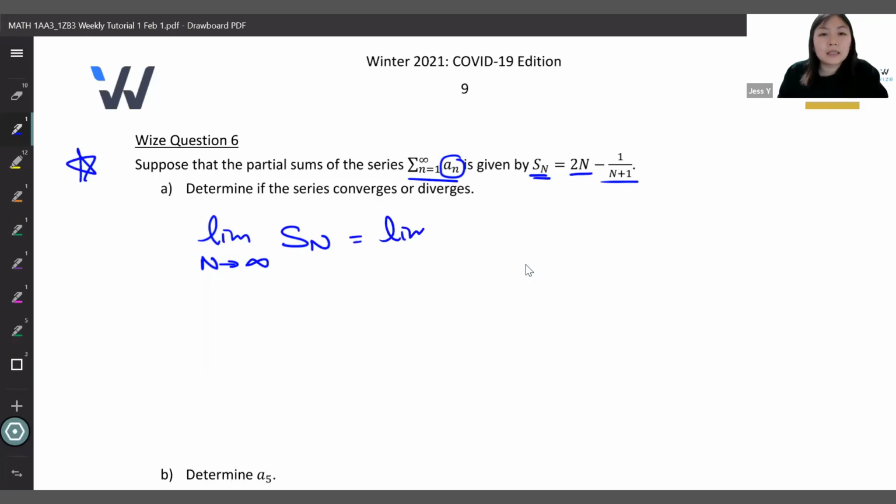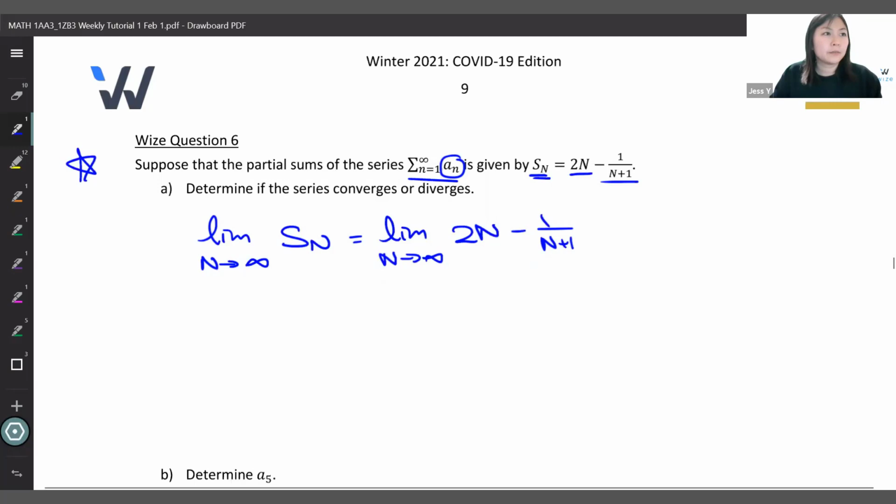So this is the same thing as the limit as n goes to infinity of Sn, which is 2n minus 1 over n plus 1. What is this limit? Evaluate it, write it down. What is this limit?